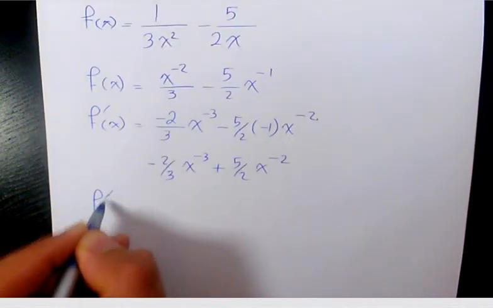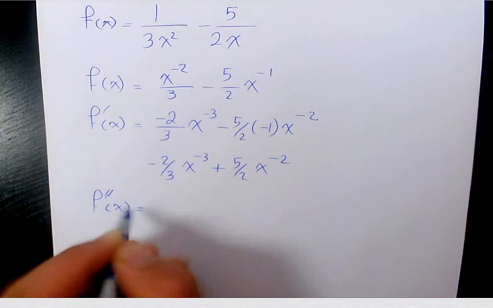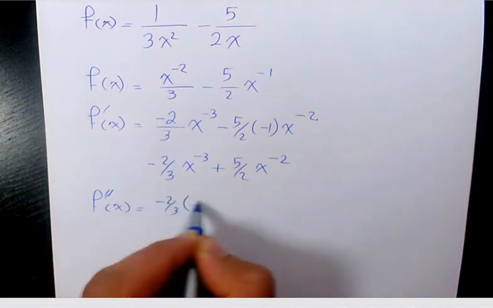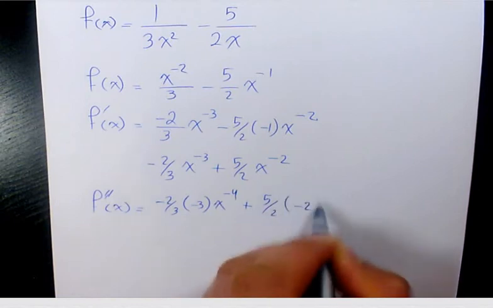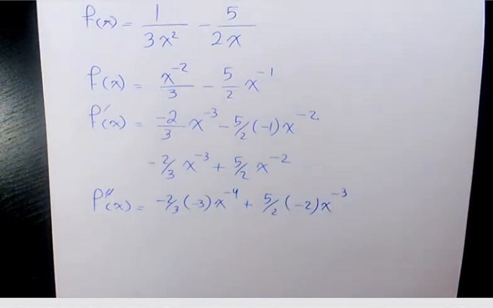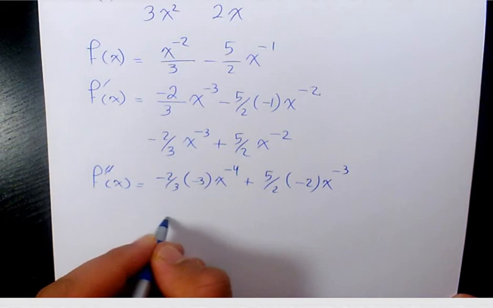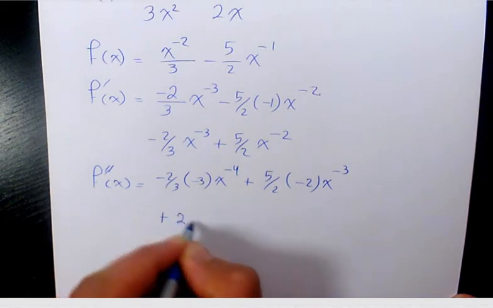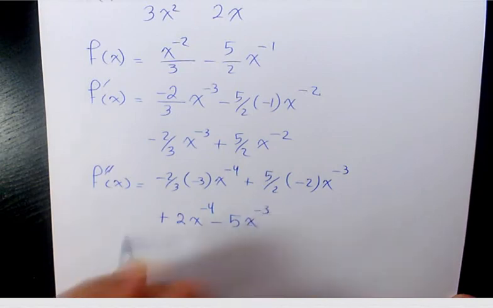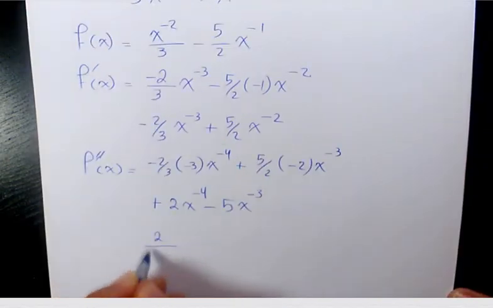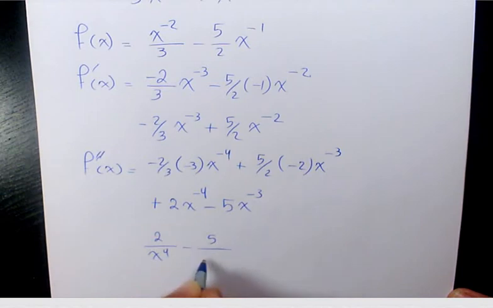F double prime will be negative 2 over 3 times negative 3 times x to the power of negative 4 plus 5 over 2 times negative 2 x to the power of negative 3. So that will be positive 2 x to the power of negative 4 minus 5 x to the power of negative 3. Or you can say it is 2 over x to the power of 4 minus 5 over x to the power of 3.